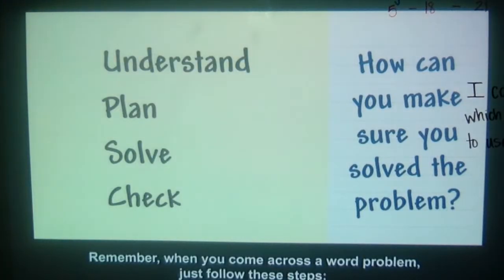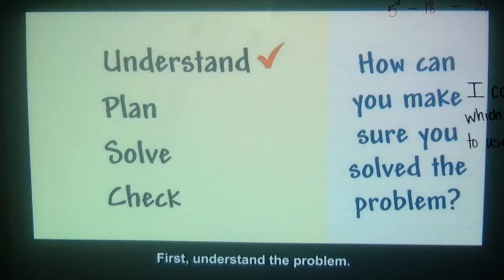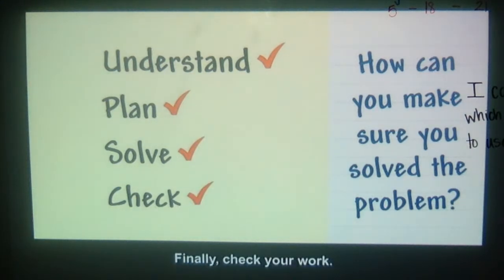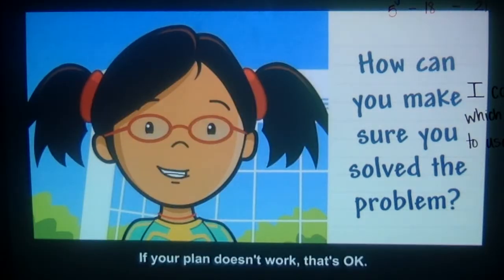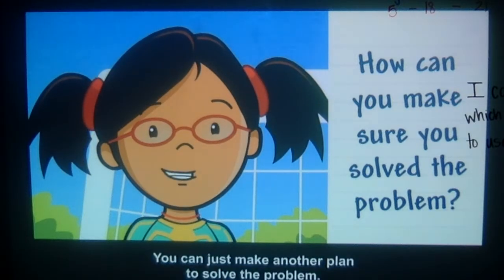Whenever you come across a word problem, just follow these steps. First, understand the problem. Next, make a plan to solve it. Then, solve the problem. Finally, check your work. If your plan doesn't work, that's okay. You can just make another plan to solve the problem.